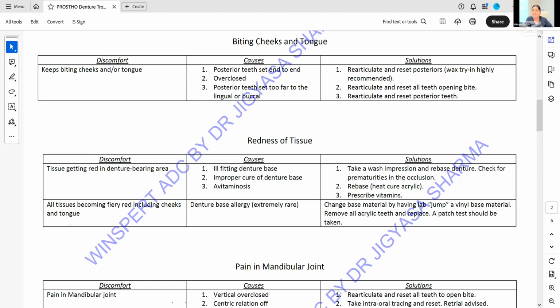Now, biting cheeks and tongue. Cheek biting and tongue biting is also a very frequently reported chief complaint. How will you manage that? So, keep biting cheeks or tongue.